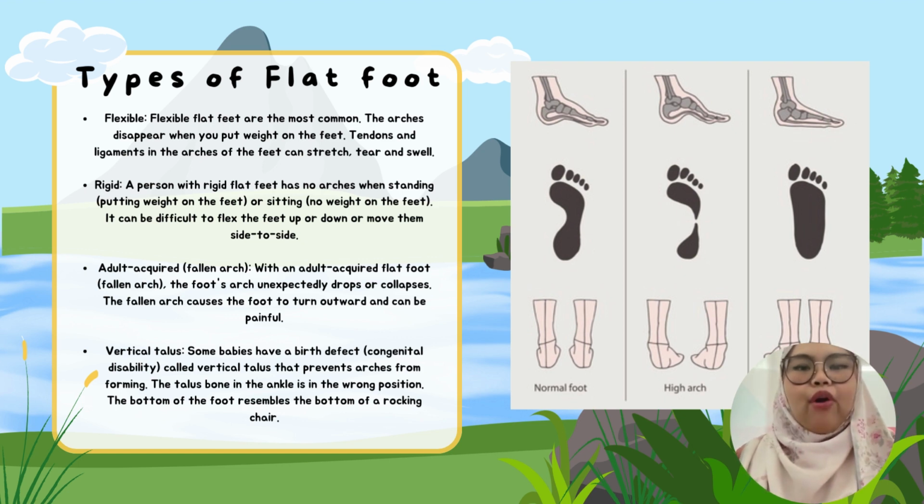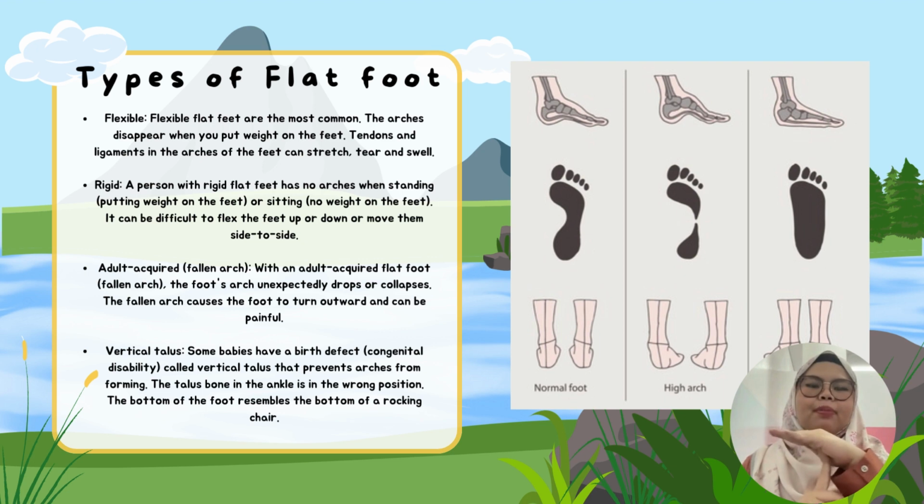And fourth is vertical talus. Some babies have a defect called vertical talus that prevents arches from forming. The talus bone in the ankle is in the wrong position, so the bottom of the foot resembles the bottom of a rocking chair. It is also known as rocker bottom foot.